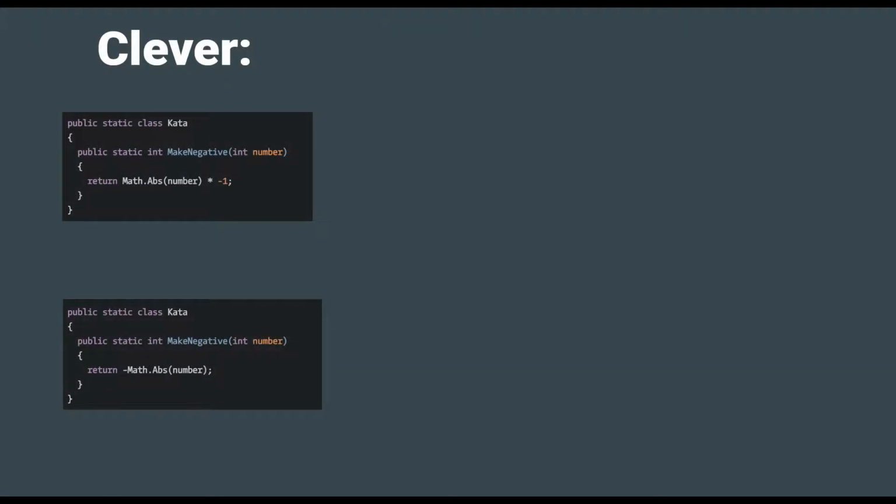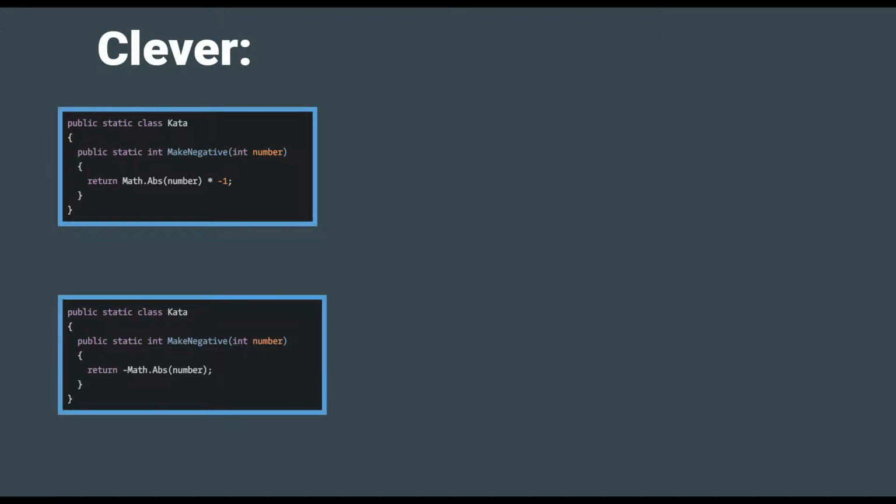Let's have a look at some of the other solutions for this kata. First, the clever ones. I really like the solutions that simply return the negated absolute value of the number. Clever, concise, and a good use of the Math class. I do have to say that I prefer multiplying by -1 instead of just adding a minus, as I find it more readable, but that might just be personal preference.